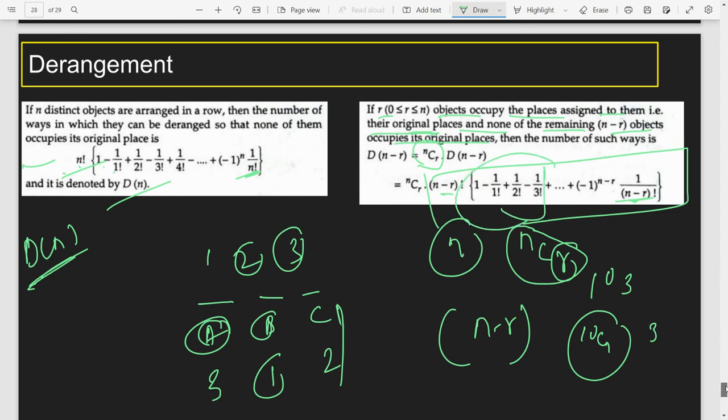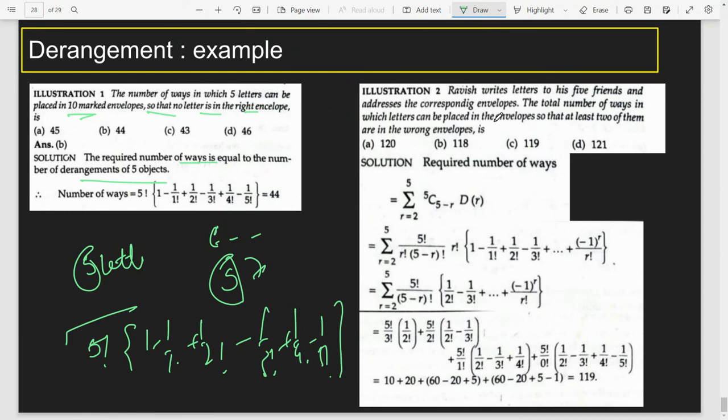Okay, so you can also see this particular question: Ravi writes a letter to his 5 friends and addresses their corresponding envelopes. The total number of ways in which letters can be placed in the envelopes so that at least two of them are in the wrong envelope. So obviously, at least two means that it may happen that three of them can also be there, four can also be there, five can also be there. At least two of them get the wrong address, maybe three, four, or five of them also get the wrong address.